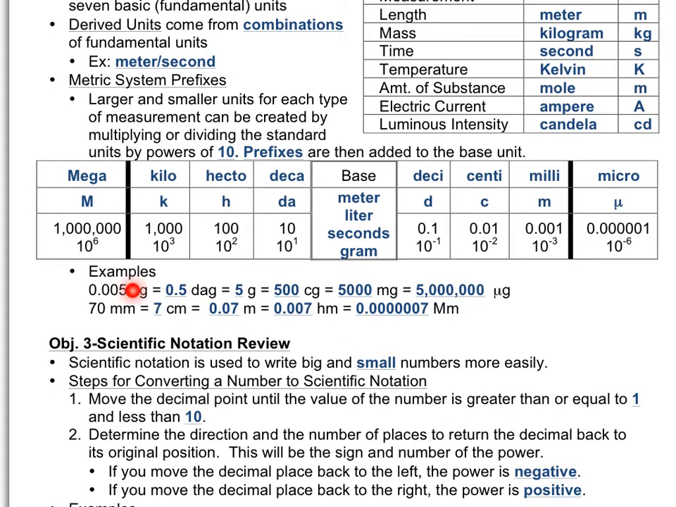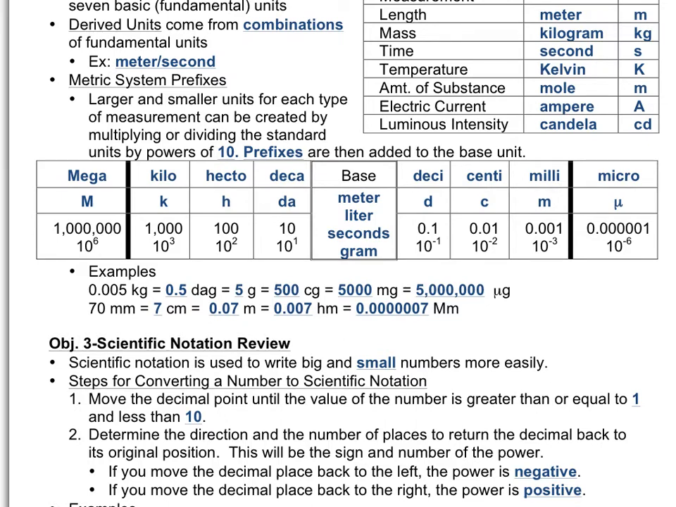Alright, so we're going to go from kilo to deca. So you start at kilo and you go to deca. So let's see how many spots that is. Kilo is 1, 2. So there's 2 jumps, 1, 2, from kilo to deca. So you go 2 to the right. So you move your decimal 2 to the right. And so that puts it right there. So then you have 0.5 decagrams.